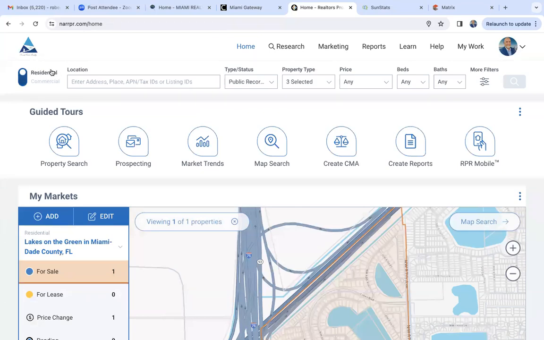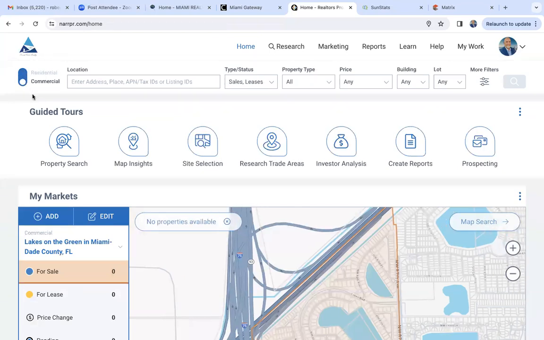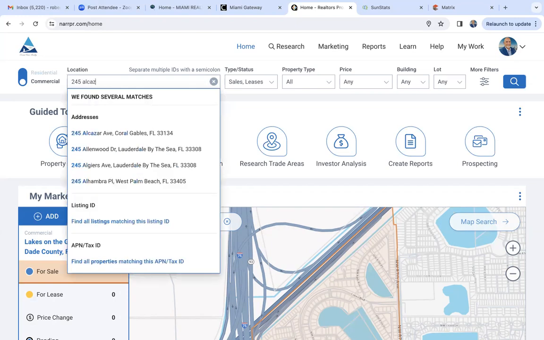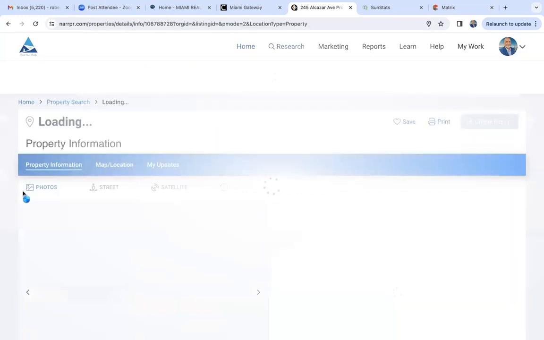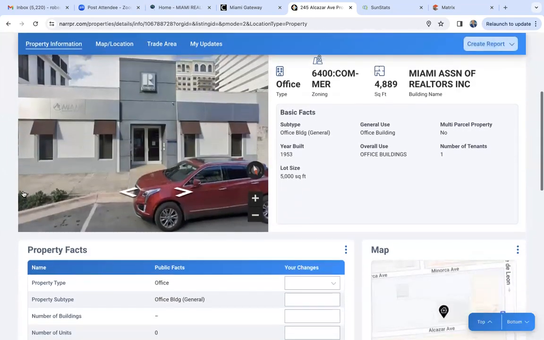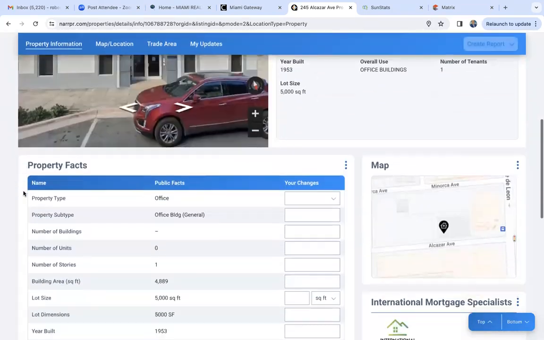I'm going to click on home and let's finish off with a commercial property. Let's go over here to where it says residential, switch it over to commercial. And let's say that we have a client looking to buy this property. I'm going to put in here 245 Alcazar Avenue. This is the association's office in Coral Gables, right?